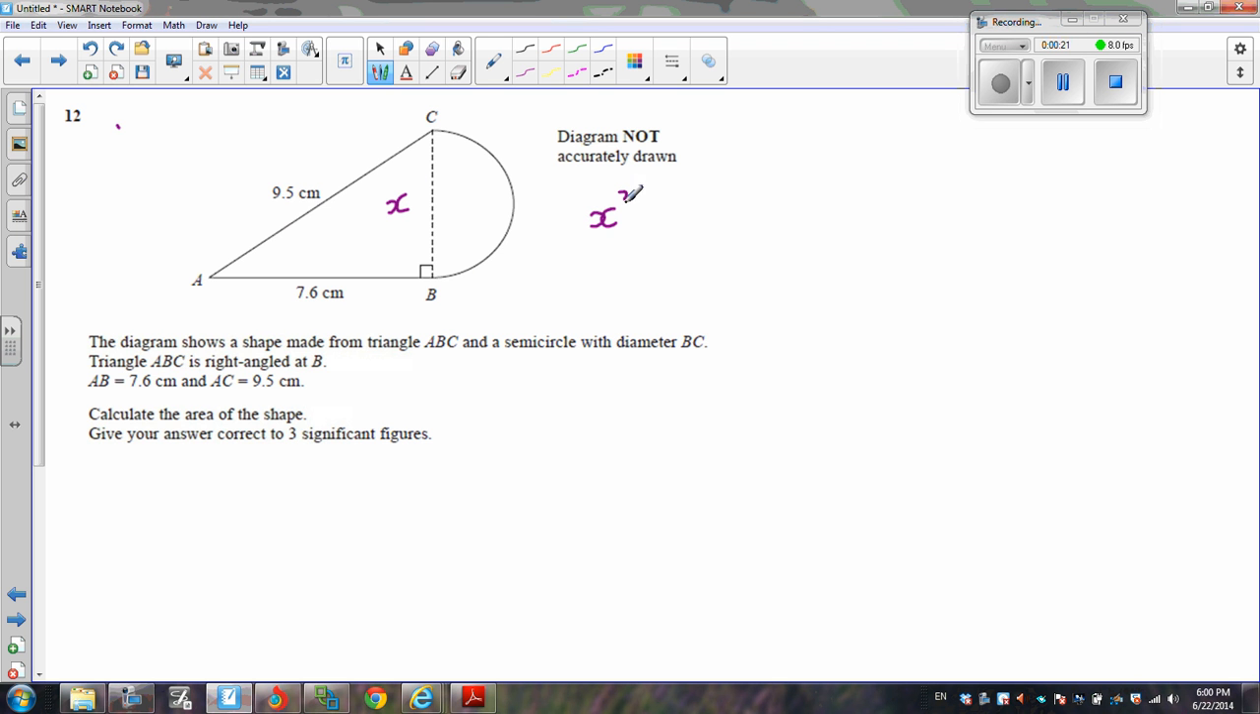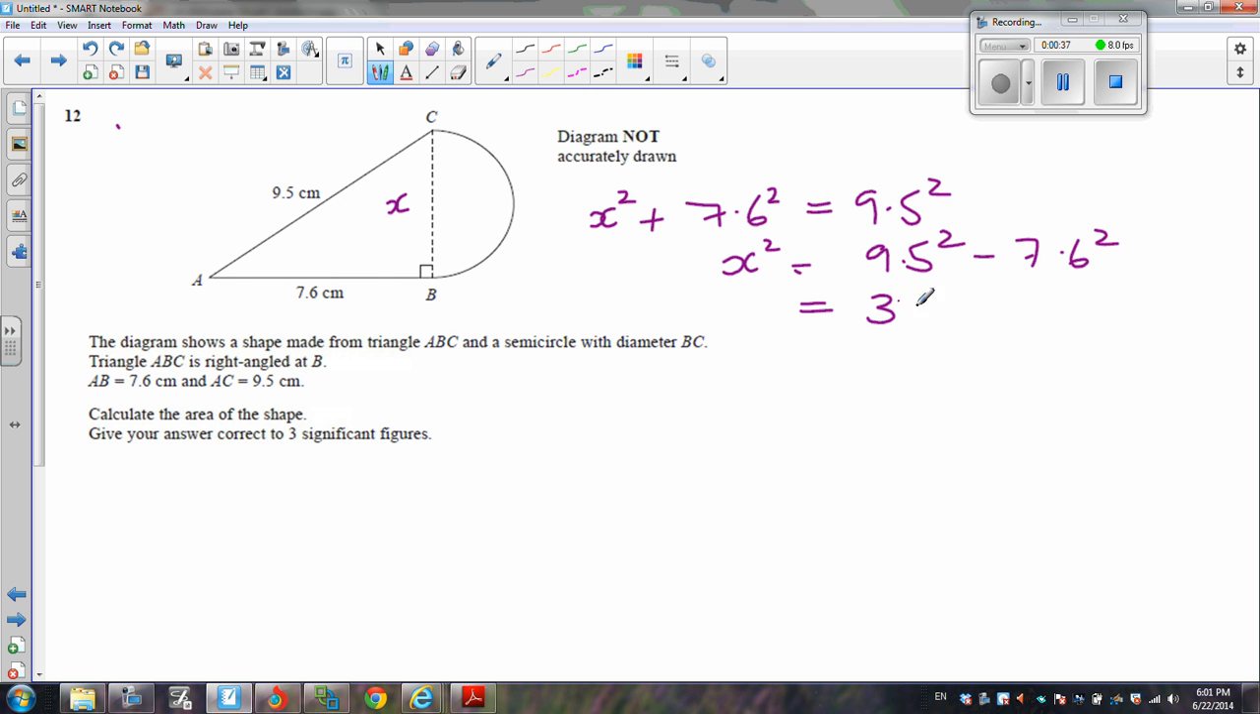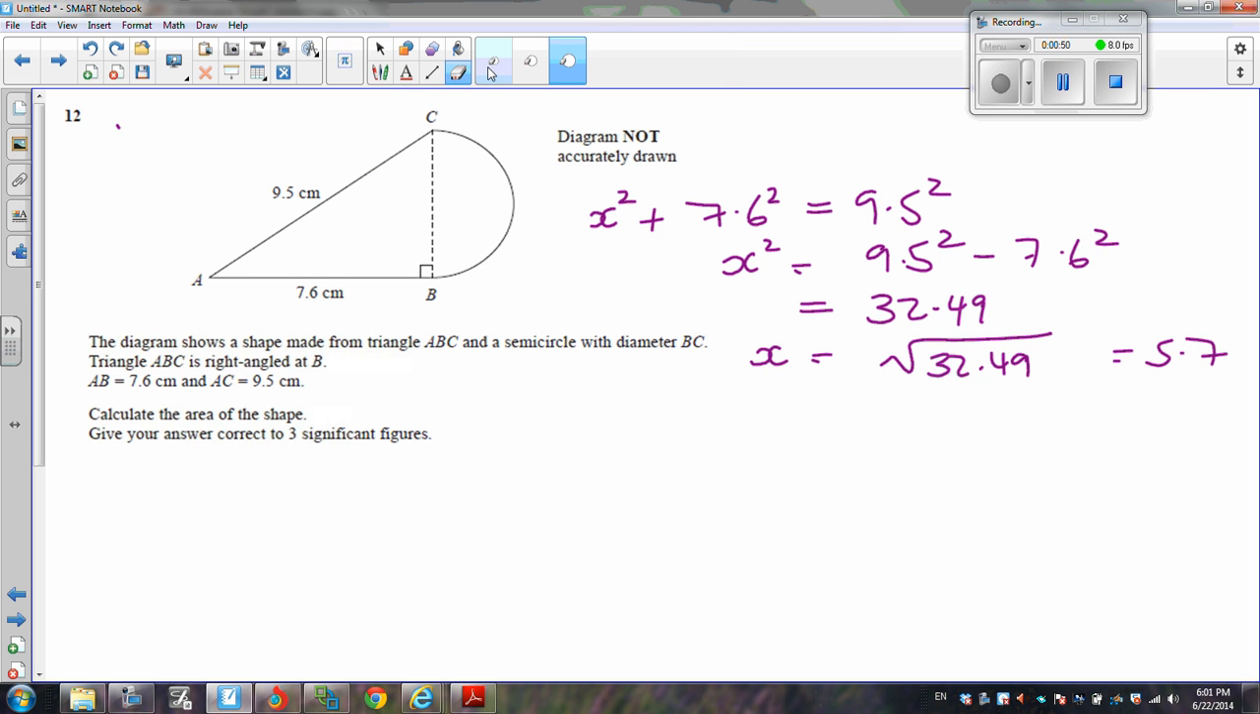So by Pythagoras, x squared plus 7.6 squared is going to equal 9.5 squared. So x squared will equal 9.5 squared, take away 7.6 squared, which comes out as 32.49. Now that's x squared, so x is going to be the square root of 32.49, which is exactly 5.7 centimetres. So we now know that this length here is 5.7 centimetres.